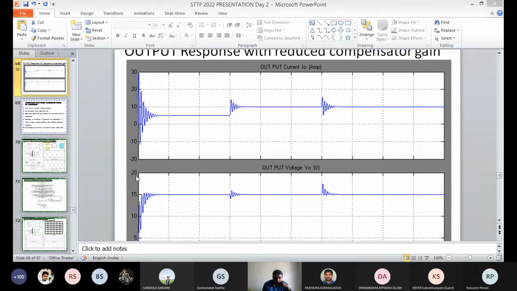From this response you can see that here we are applying the input disturbance and here we are applying the load disturbance, with the proper controller designed.